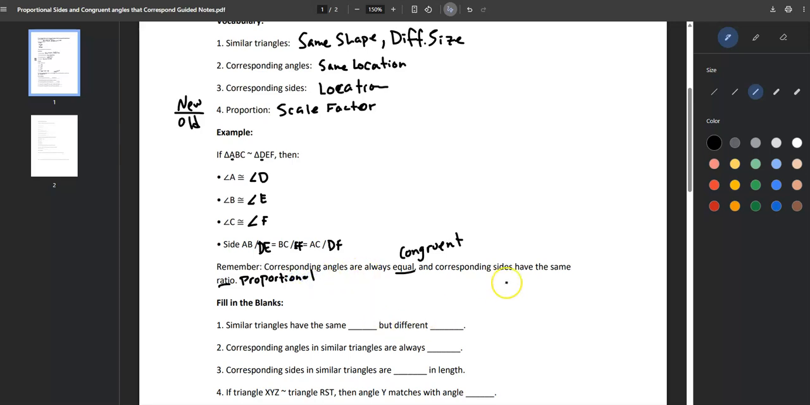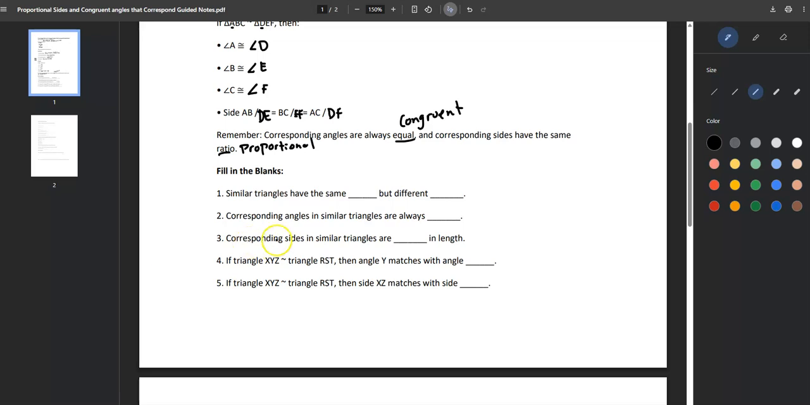Okay? So if we go down here, we're going to fill in the blank. Similar triangles have the same... This just should reiterate what we have. This is going to be the same size. Or sorry, same shape, but different size. Okay, corresponding angles in similar triangles are always congruent. Okay, corresponding sides in similar triangles are proportional in length. So we're just reiterating some of these things that we learned up here.